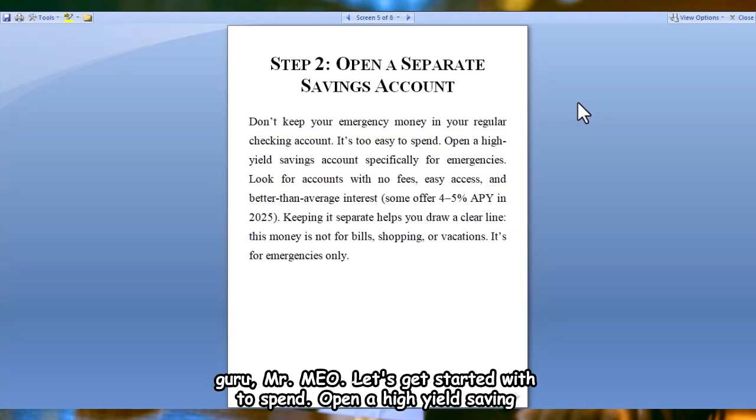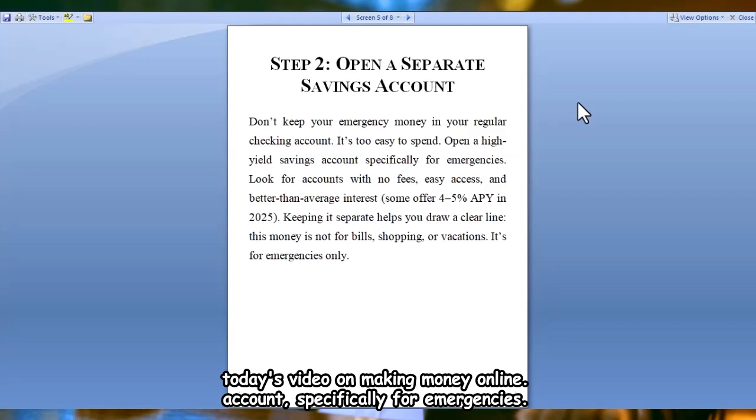It's too easy to spend. Open a high-yield savings account specifically for emergencies.